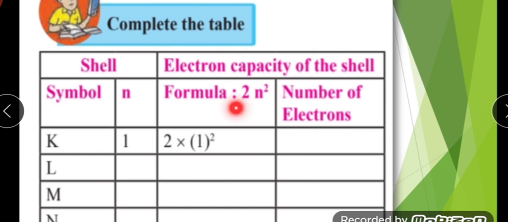As I have told you, the formula is 2 into n to the power 2. When it is the first shell, we substitute the value 1 here, and then we will get the number of electrons. As I have just shown you, the same way you are going to do this, and this table, children, you are going to write down in your notebook along with the notes.